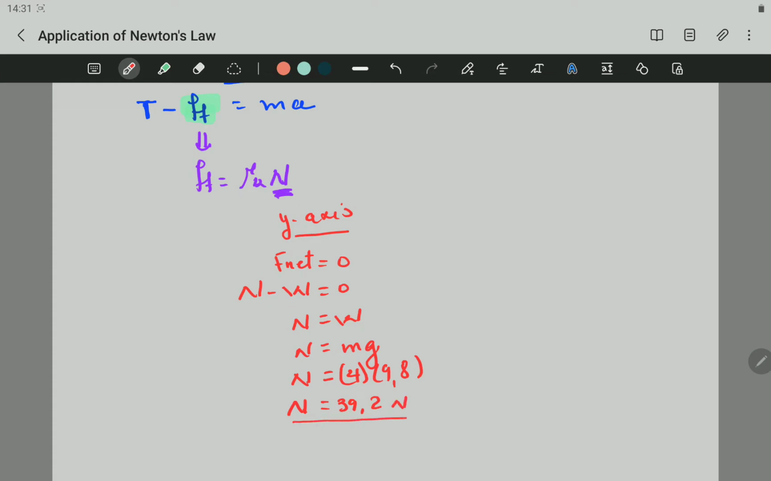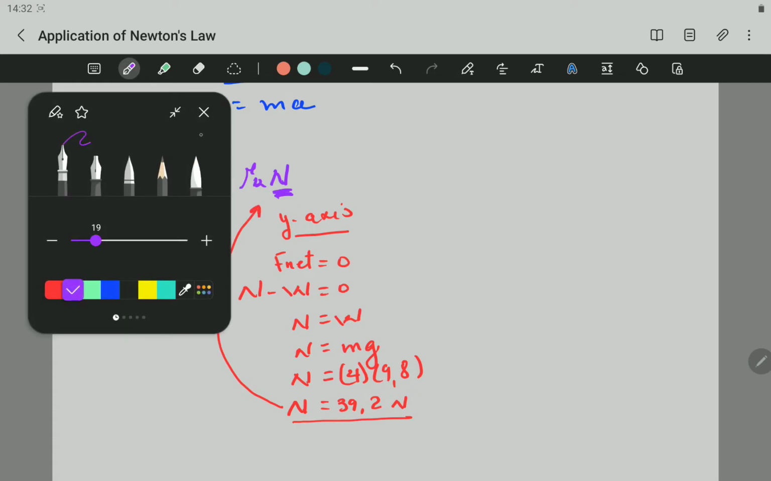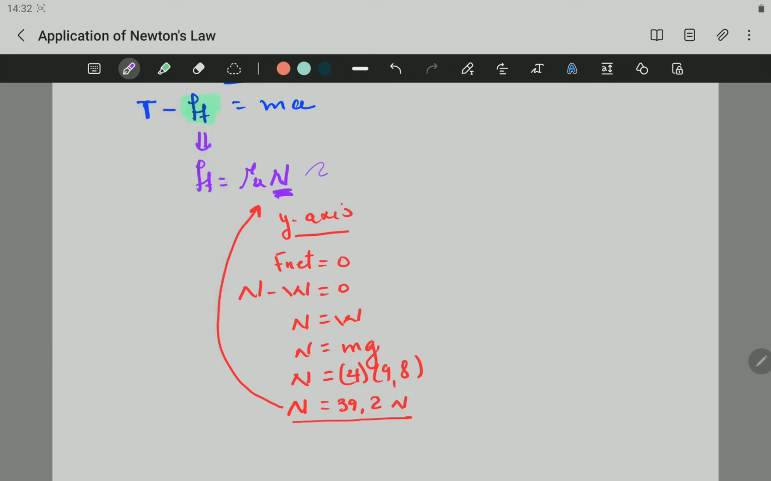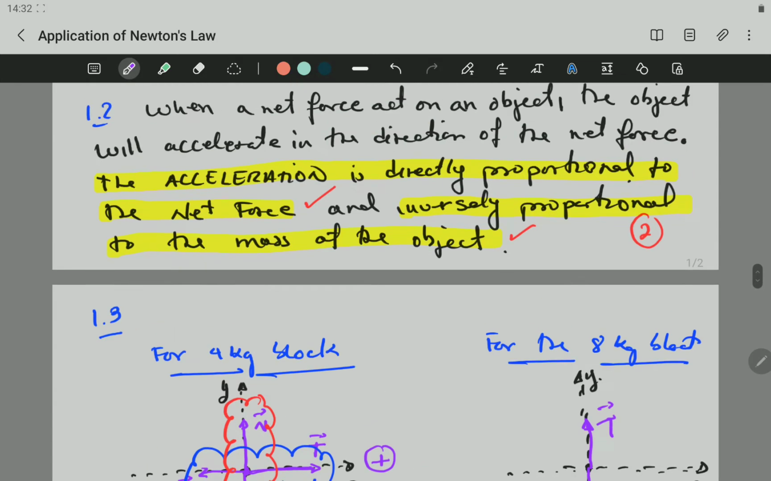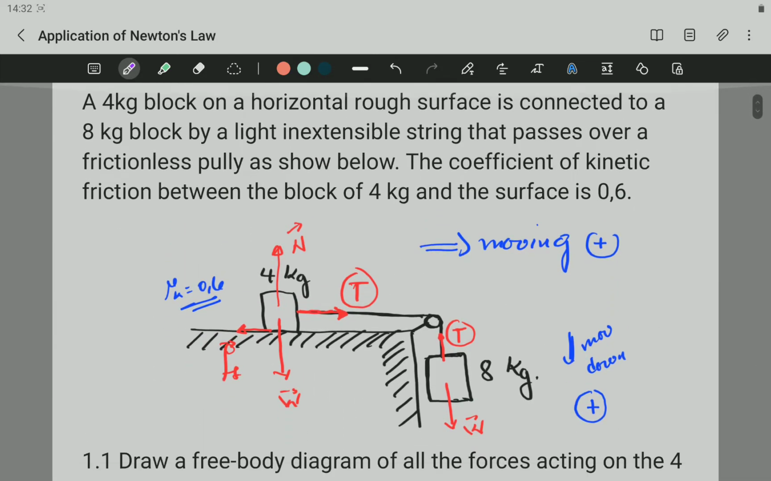So this normal here is going to be substituted in there. Okay, so let's now calculate the frictional force. We can substitute here to save space. The kinetic coefficient of friction is given and it is 0,6.